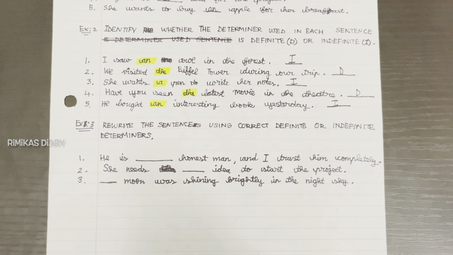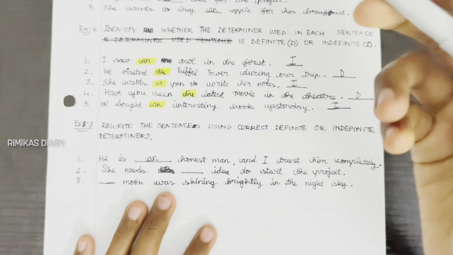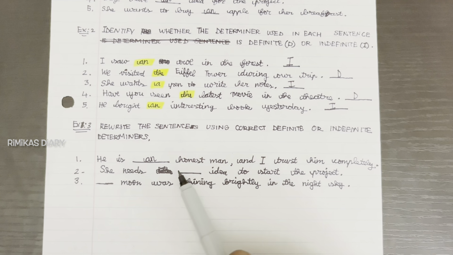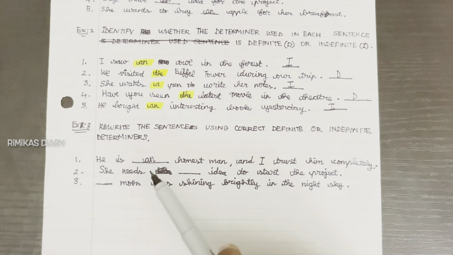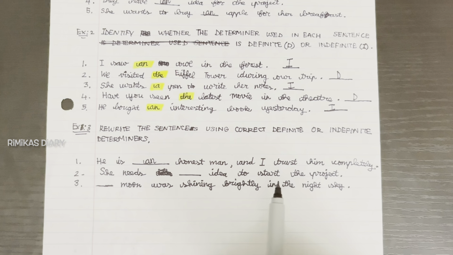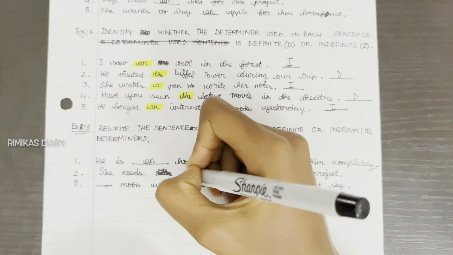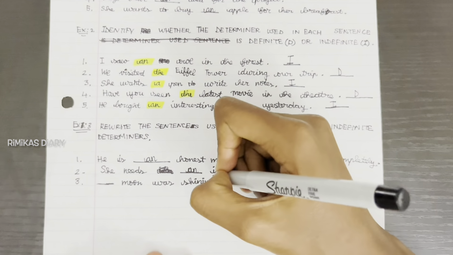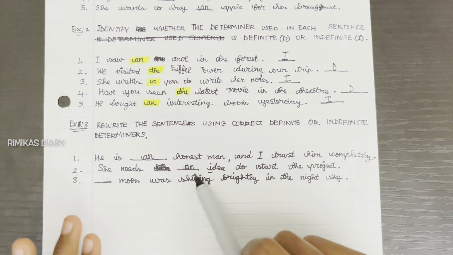Next, we write the sentences using correct definite or indefinite determiners. So he is an honest man and I trust him completely. Here I put an because this word starts with silent H. Remember we said if the word starts with silent H, then we should use an before that word. So he is an honest man and I trust him completely. Next, she needs an idea to start the project. So it's an. So an idea. Because here I is a vowel, so I put an before I. So I put an before that word idea.